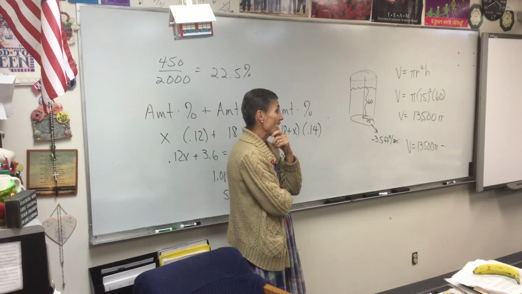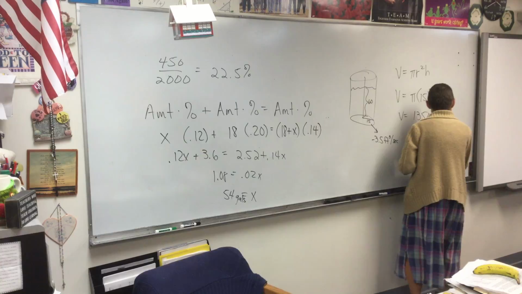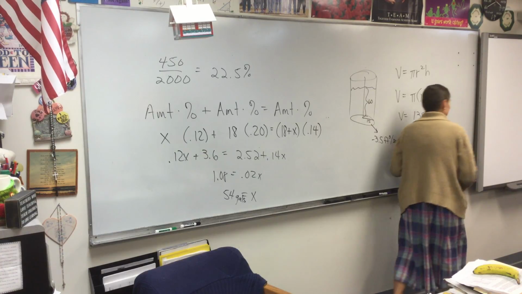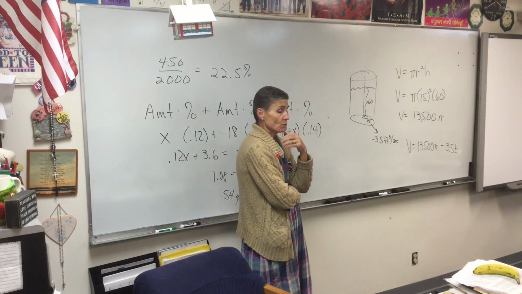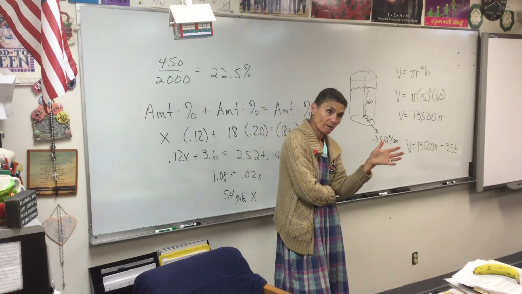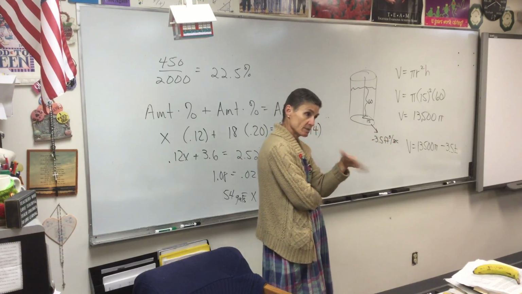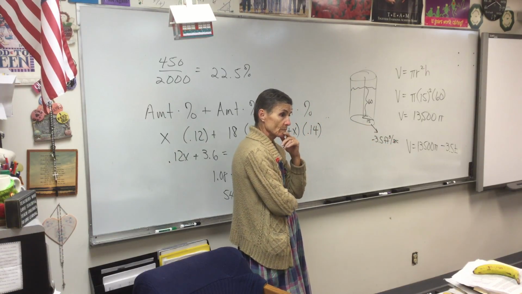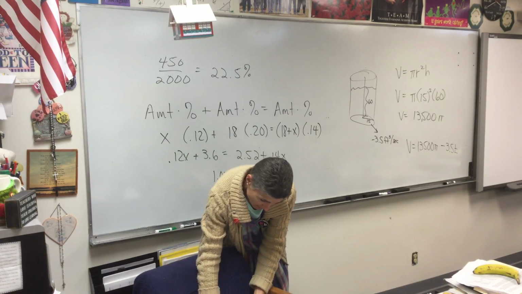3.5 cubic feet every second. So how will I express that? 3.5 T, where T is the number of seconds. If you go 1 second, out comes 3.5. If you go 2 seconds, out comes 7, and so on and so on. Okay? That wasn't so bad.